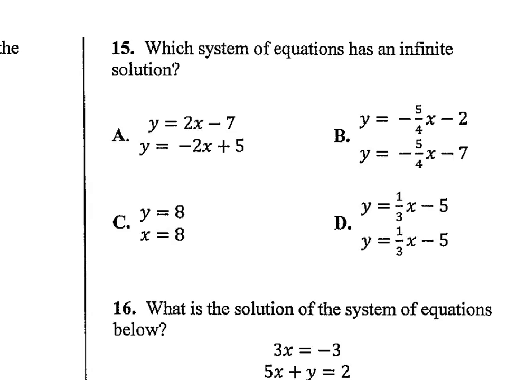Okay, now we want to know which system of equations has an infinite amount of solutions. Meaning, if you were to combine all these terms, all the x's, all the y's, and all the numbers would cancel out. Which one of those would that apply to?